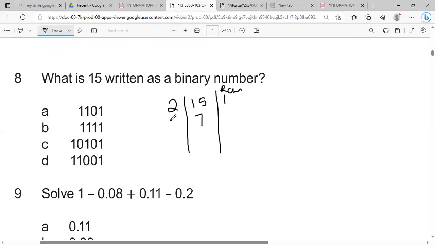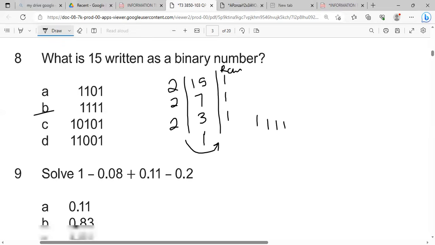All right. Do the same again. 2 into 7, 3 times, and remainder 1. Do the same again. 2 into 3, 1 time, and remainder 1. Now all of them are 1, but we're supposed to read it from here. So it's 1, 1, 1, 1. It would make a difference, but this is the correct way to read it. So that will be 4 ones.